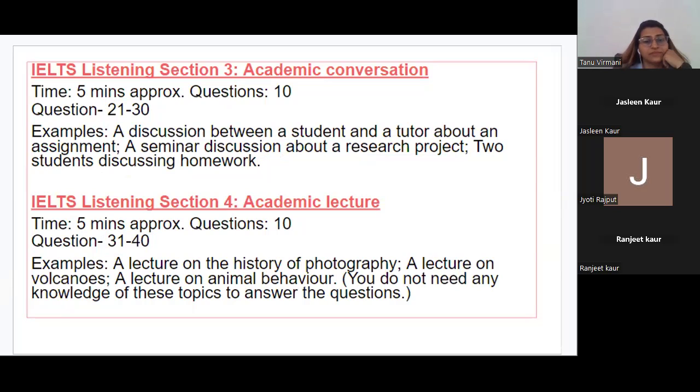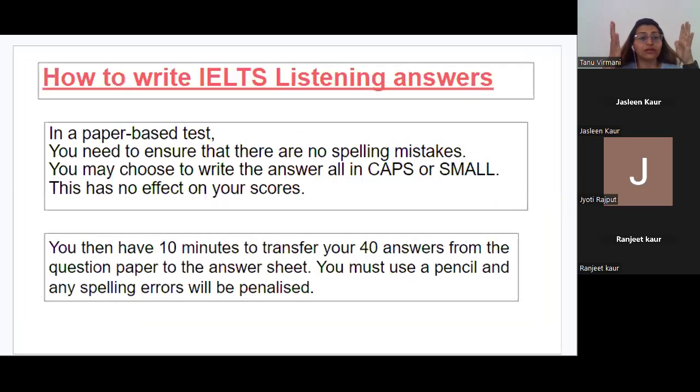You do not need any knowledge of these topics, meaning you should not have any prior knowledge of the topic. That means you should not need to know about animal behavior. You should not be aware of what the history of photography is. So prior knowledge means you should not need any knowledge related to these topics, because this is going to be very vast. Sometimes it can be about social behavior, sometimes about biotechnology. So you do not need any knowledge of what the lecture topic will be about, right? Because they're going to assess your listening skills, not your knowledge, right?